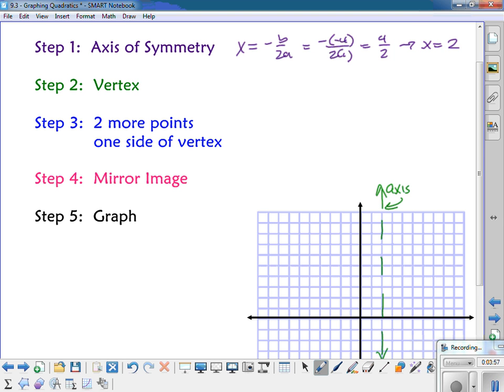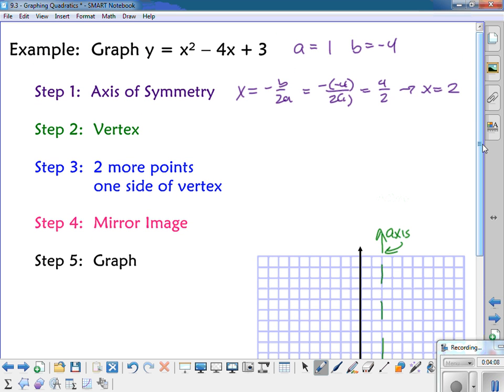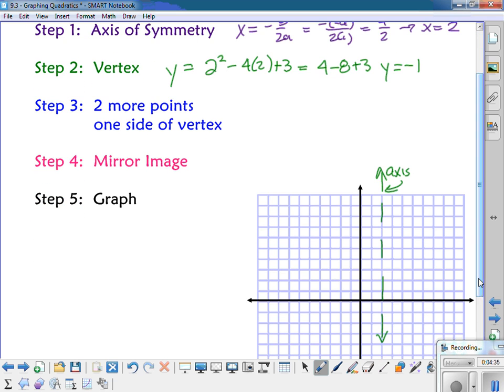All right, then I'm going to find the vertex. How did we find the vertex yesterday? What did I do with that x? I plug it in. So my equation is y equals x squared minus 4x plus 3. So y equals 2 squared minus 4 times 2 plus 3. So 4 minus 8 plus 3. And I end up getting that y equals -1. So my vertex is going to be at 2, -1. Down here. So there's my vertex at 2, -1.